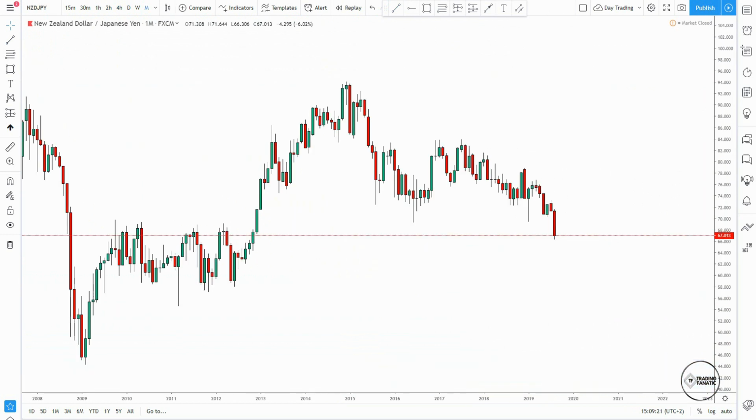NZD JPY, a pair I love to trade. Let's have a look at the monthly time frame. So we're having a very bearish month here as well. So I was looking at this kind of zone here. Let me draw it properly.